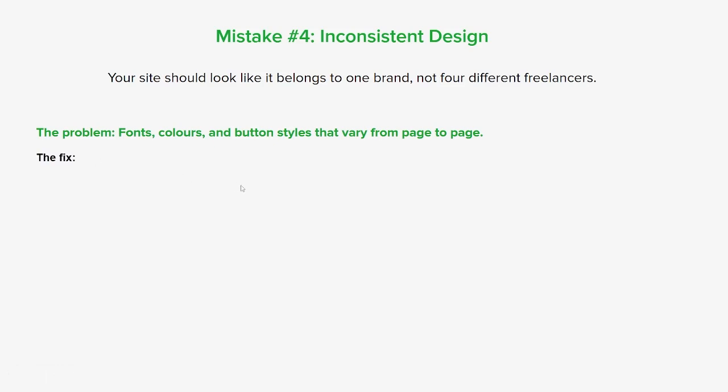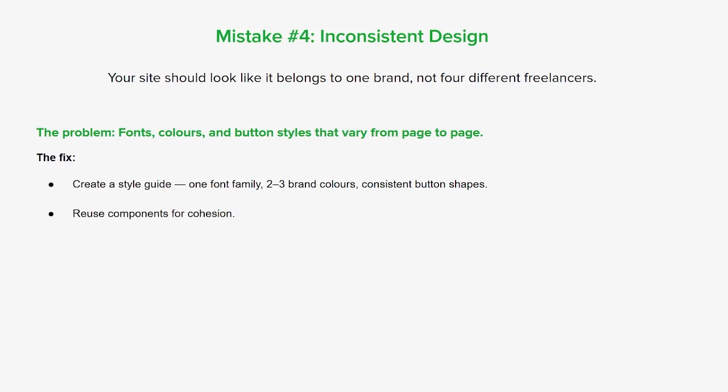So to fix this, you want to make sure you design a system or style guide. Stick to one font family, 2 to 3 brand colors, and consistent button shapes as well. Reuse components for cohesion. And use a design system like Figma or Framer to lock it in as well. Wix, for example, they have a brand palette that you can use to set the colors and the fonts from the very beginning. And if you're using a CMS like WordPress or Shopify, lock those styles into your theme so they don't get creatively adjusted later. Consistency doesn't mean boring, it just means professional.